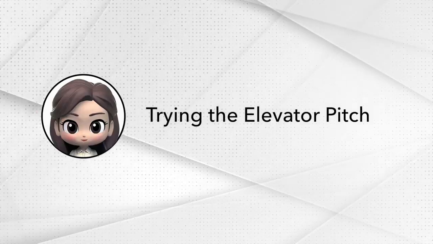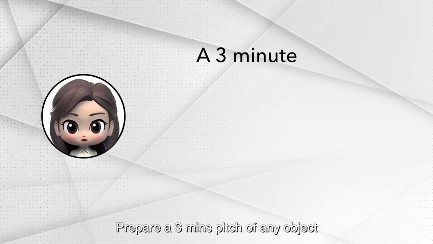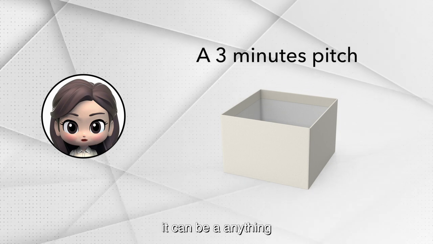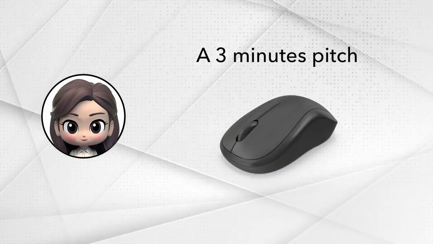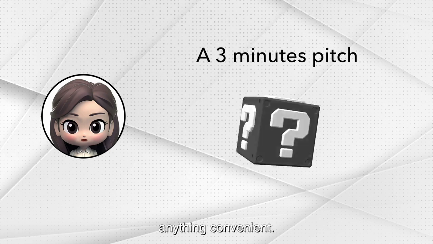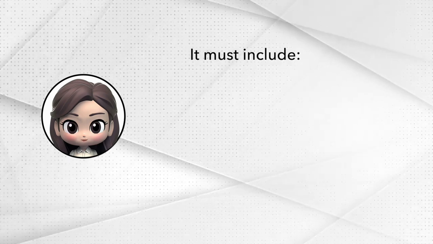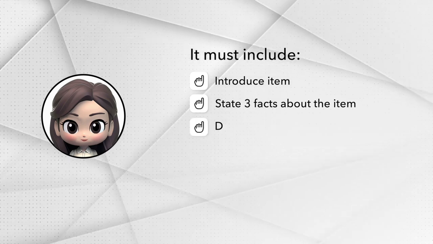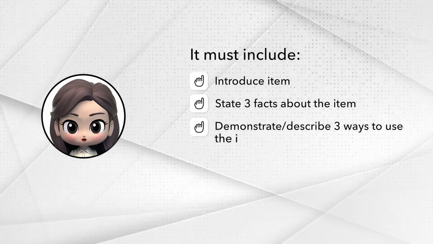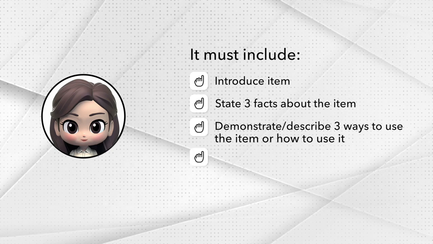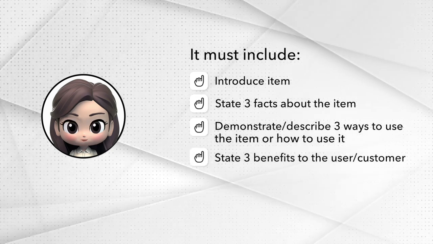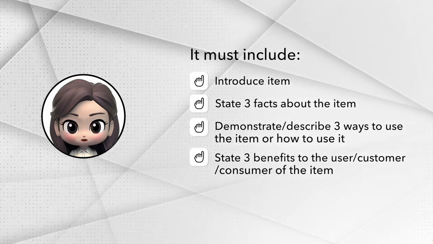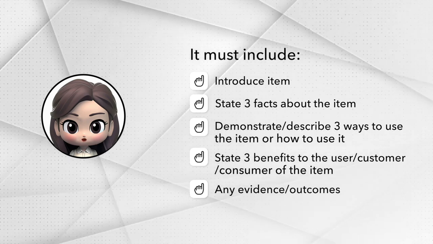Try the elevator pitch. Prepare a 3-minute pitch of any object. It can be anything: pen, mouse, USB, anything convenient. It must include: introduce the item, state 3 facts about the item, describe 3 ways to use the item or how to use it, state 3 benefits to the user, customer, or consumer of the item, and any evidence or outcomes.